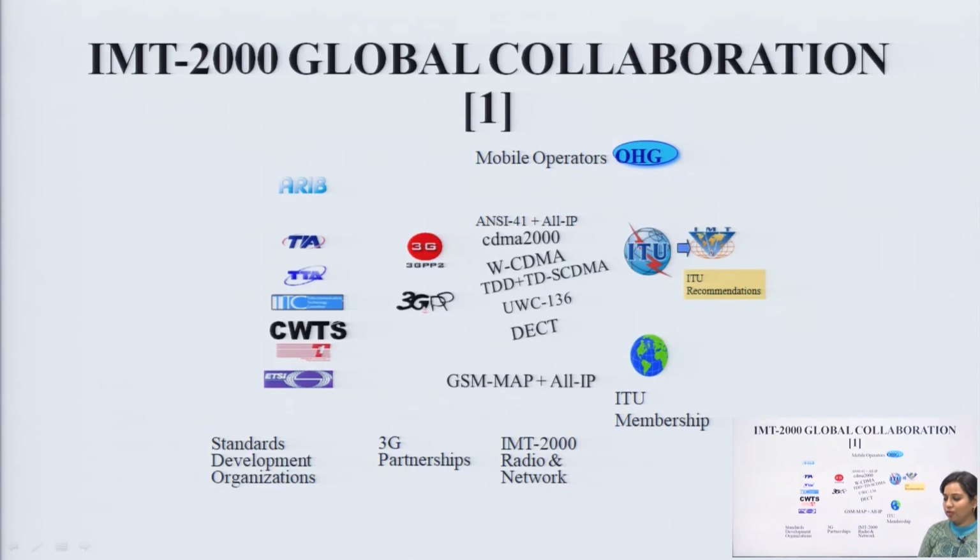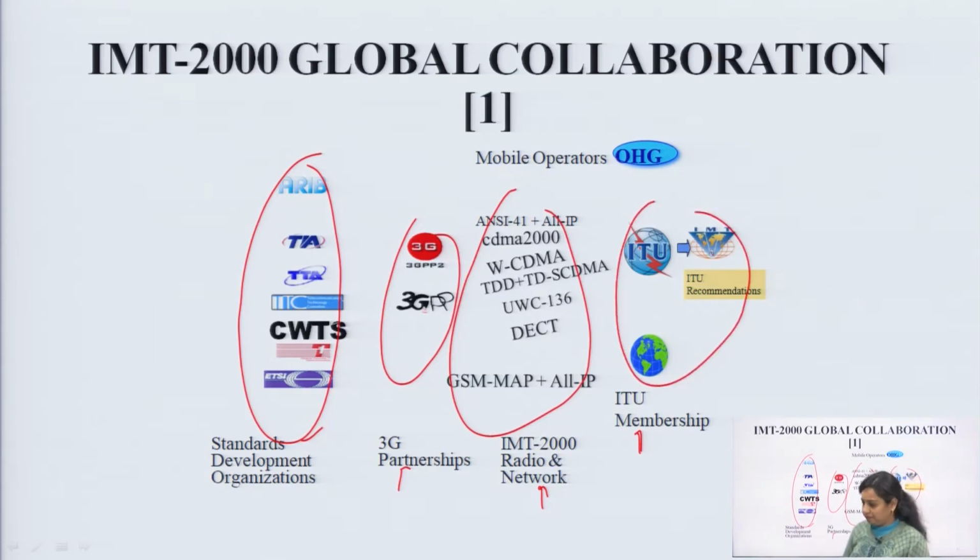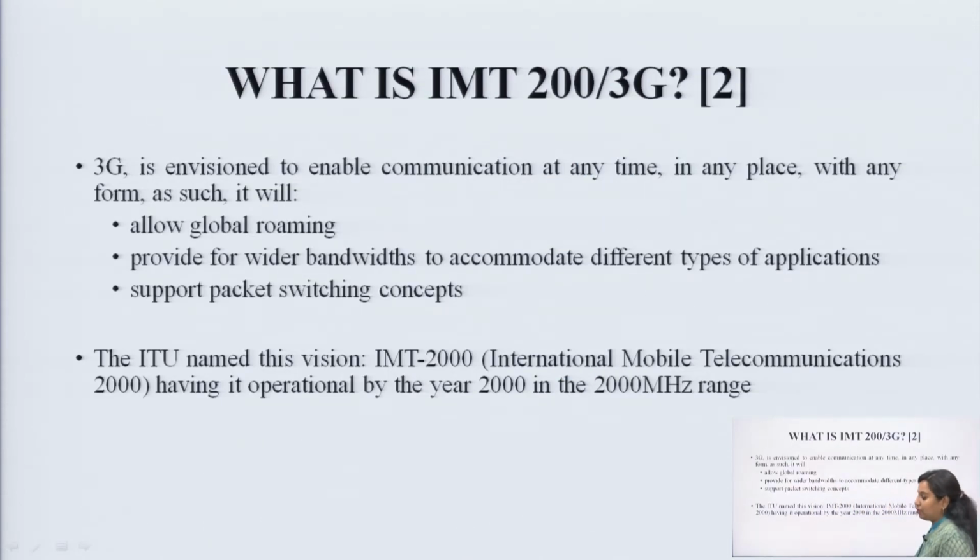What are the companies or different organizations with which this collaboration has been made since 2000? You can see this is the standards development organization which is providing the connectivity or collaboration with this IMT-2000 technique. This is the third generation partnership, this is IMT-2000 radio and network, this is ITU membership. So, this is how the collaboration is made by these different organizations. This is the basic diagram showing the connectivity between different organizations.